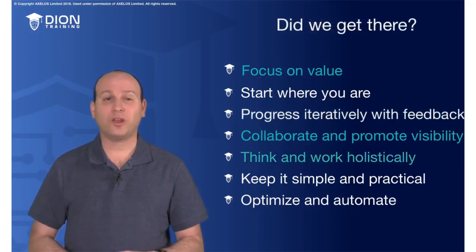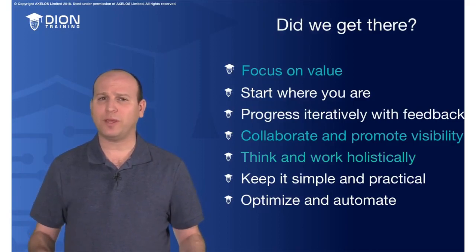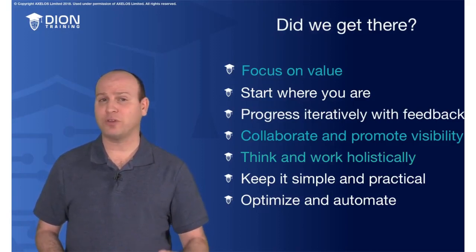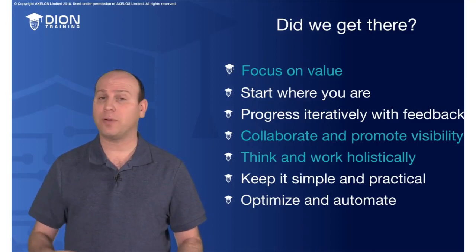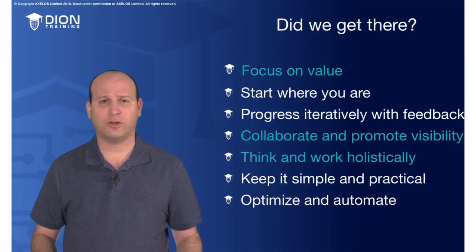Next, we're going to move into the 6th step, which is did we get there? When we're thinking about did we get there, we're again going to have a focus on value. We're going to collaborate and promote the visibility of the results so people know, yes, we did it, it worked, or uh-oh, it didn't, we need to try harder. And we want to think and work holistically, again, across the entire organization.